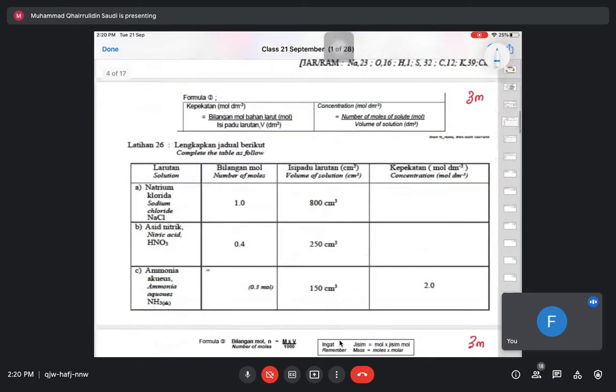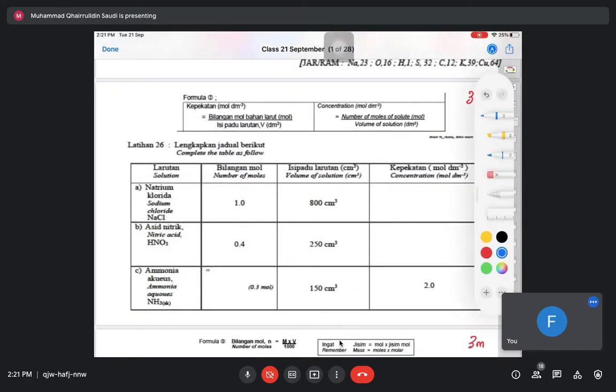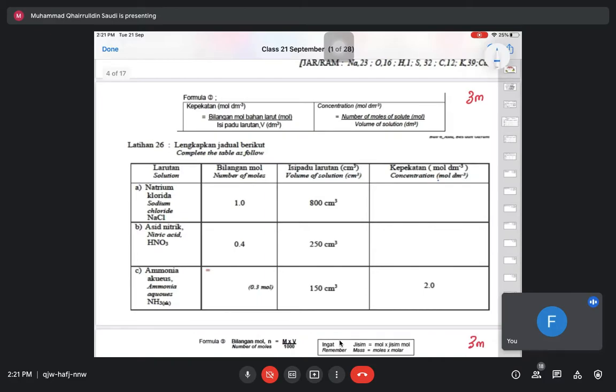Next one, they ask you to find the concentration in mole per dm cube, and the formula is here. Concentration in mole per dm cube is number of mole of the solute divided by the volume of solution in decimeter cube. This time they give you the volume of solution in centimeter cube, and they want the concentration in mole per dm cube. So just put it in the formula.